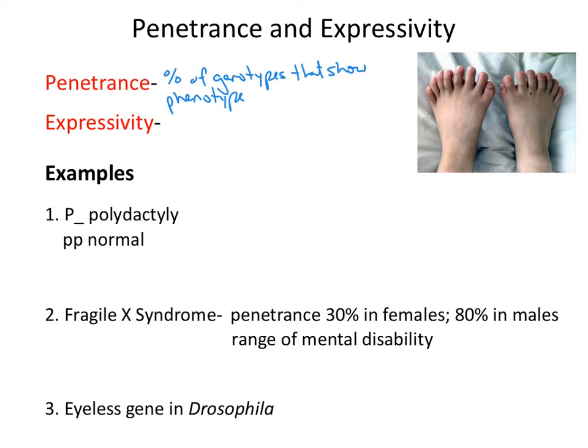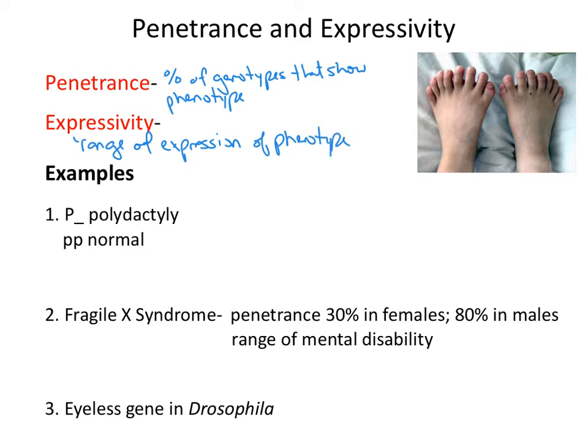Recall with phenylketonuria, or PKU, that with diet intervention, even all of those who have the two recessive alleles for PKU have 0% penetrance. In other words, they don't show the phenotype, even though they have the genotype. That's an example of penetrance. Expressivity is a range of expression of a phenotype. We'll go over some examples of both of these.